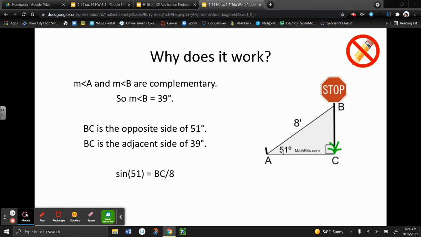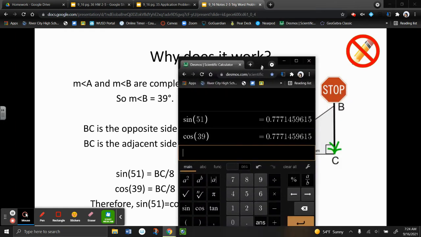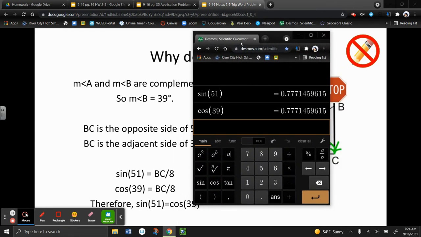So we know that sine of 51 is going to be BC over 8, and we also know that cosine of 39 equals BC over 8 since it's adjacent over hypotenuse. Therefore, by the transitive property, sine of 51 should equal the cosine of 39, which it does because those ratios are equal.